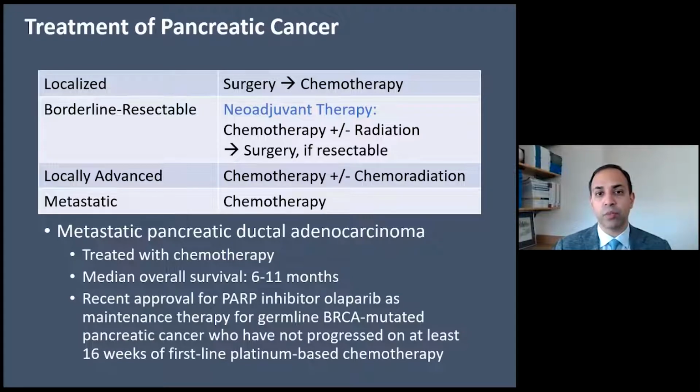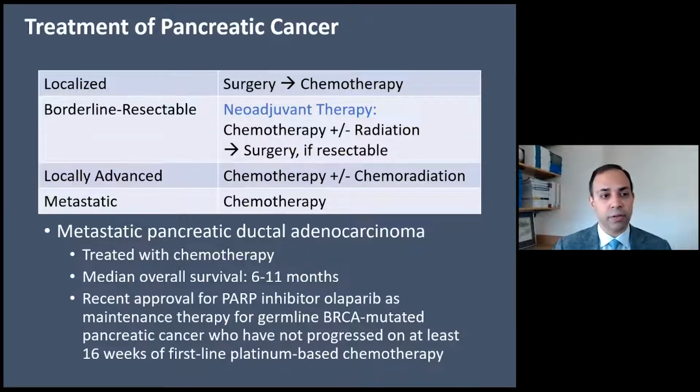These patients have tumor with some lesser degree of vascular involvement that might complicate upfront surgery, but that might be convertible to resectable disease with neoadjuvant therapy, with upfront chemotherapy, with or without radiation.